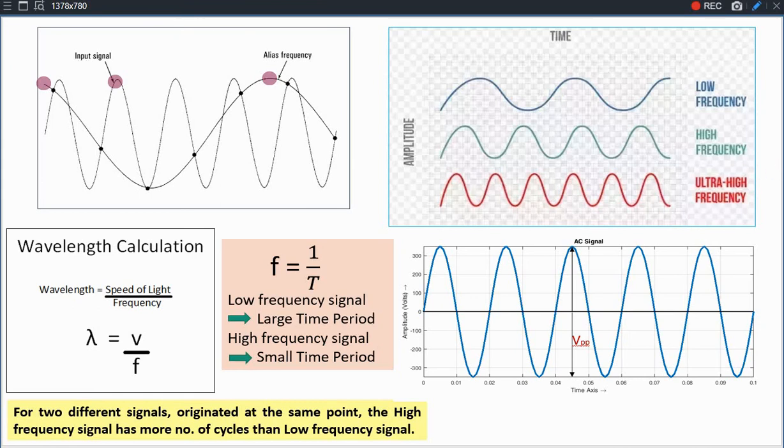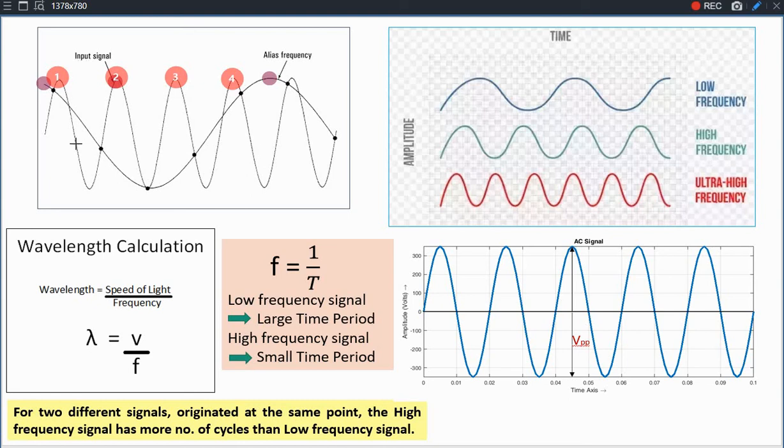Here you can compare that for the input signal, this is the first peak, this is the second peak, this is the third peak, this is the fourth peak. So for one time period of the alias frequency signal, the input signal is having more than 4 cycles. It means that the input signal is a high frequency signal, and high frequency signals have a smaller time period.